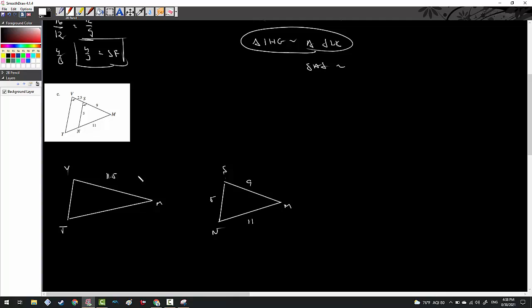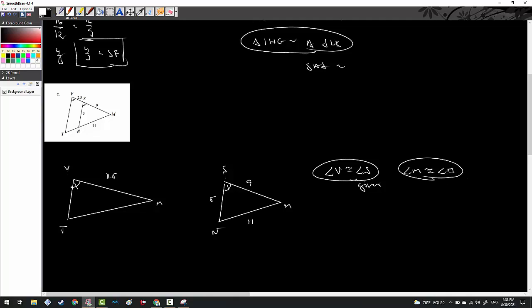Now from here, if I wanted to talk about the similarity of these shapes, the sides actually won't mean much, but what I can determine is that these two angles are congruent right here. Now how does that help? Well, I can say then that angle V is congruent to angle S, and that's given. And I can say that angle M is congruent to angle M.